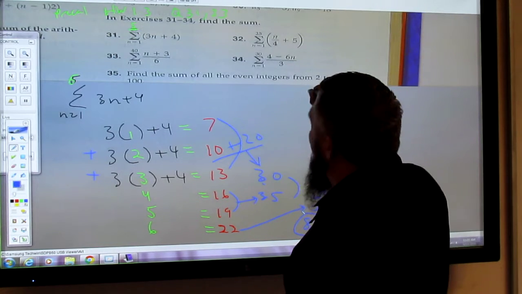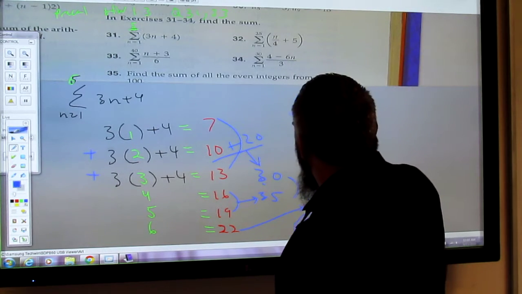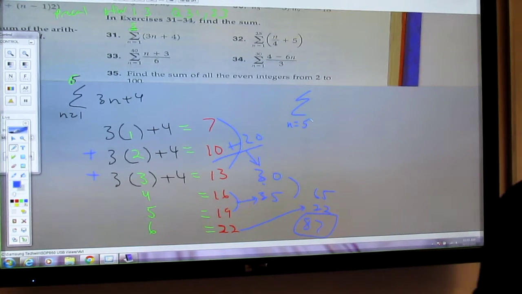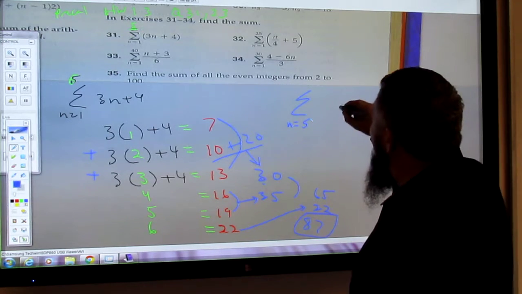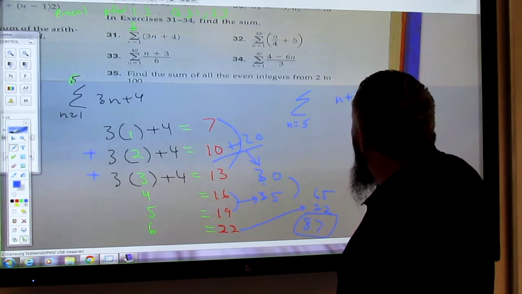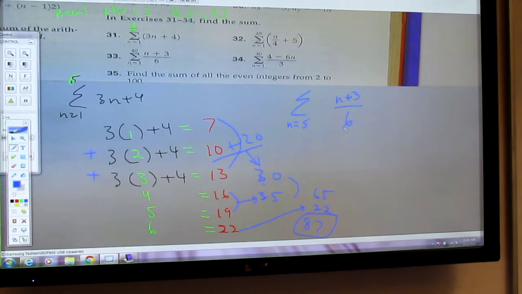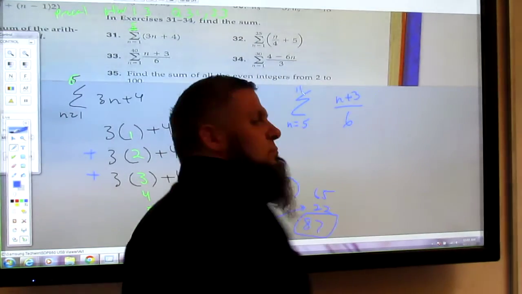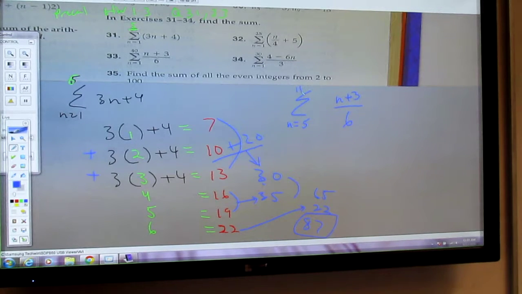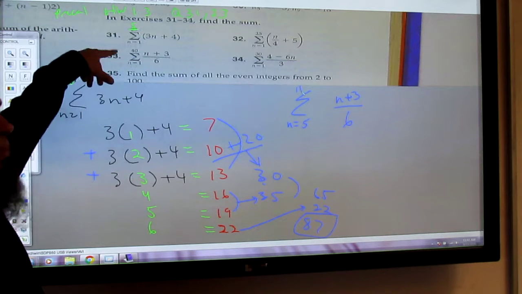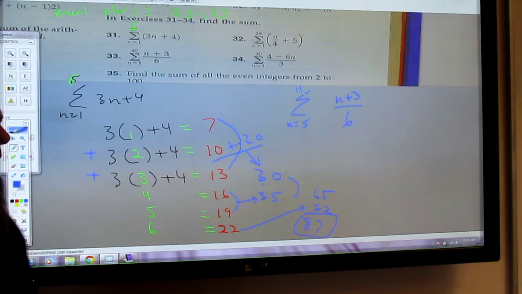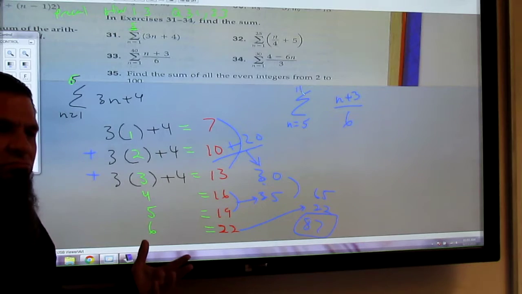And it's going to be the summation of n equals 5 of n plus 3 over 6. So how much should I go to? From 5 to 11? Huh? You're making your own problem? I'm just making my own problem. Instead of going from 1 to 40, I decided to go from 5 to 11.